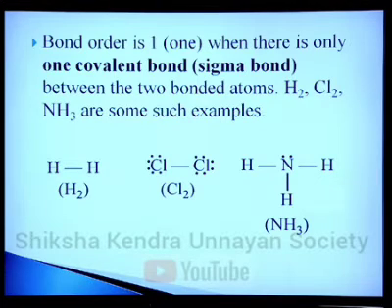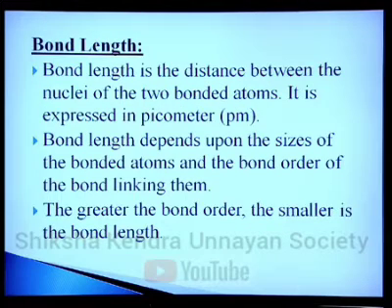Similarly, you can take bond order 2, such as oxygen or ethene. For bond order 3, you can take acetylene or nitrogen. Bond length. Bond length is the distance between the nuclei of the 2 bonded atoms. It is expressed in picometer, that is pm. Bond length depends upon the size of the bonded atoms and the bond order of the bond linking them. The greater the bond order, the smaller the bond length.